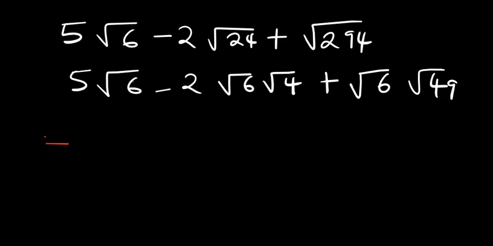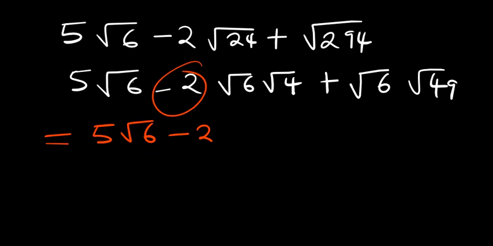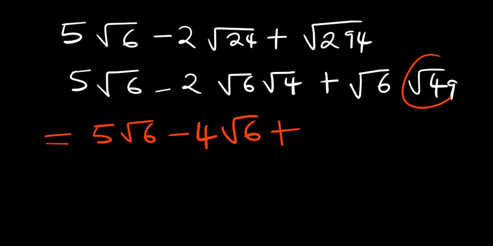Okay, so now 5 root 6 is going to be maintained minus 2. Now a 2, there's a square root of 4 here, which is a 2. That 2 is going to multiply with this 2. That will give us a negative 4 root 6. When I come to the other side, the square root of 49, that is a 7. So I'm going to have 7 root 6.